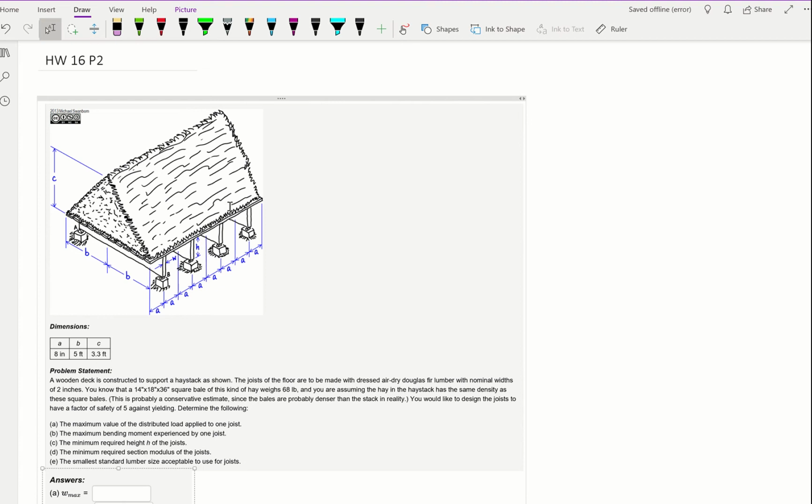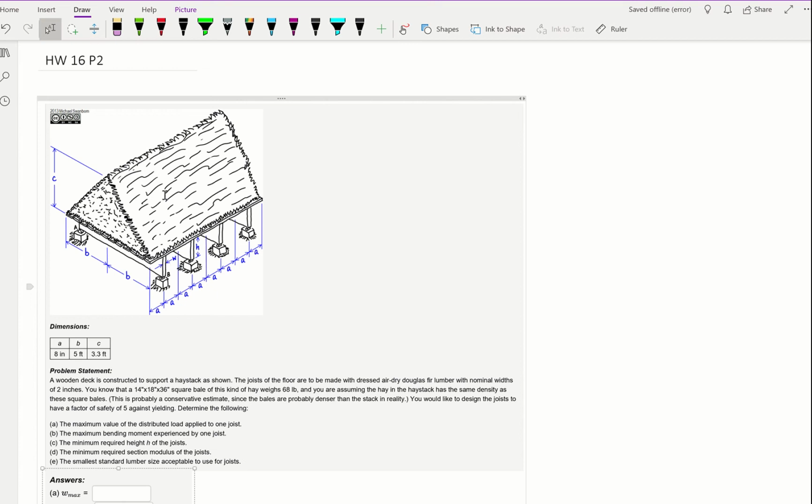So they said that this wooden deck is supported by the haystack, and there are four joists you see right here. There are four of them. They are spaced with an interval of 2a, the spacing between them. And this joist is made of dry Douglas fir lumber, and they give us the width w.